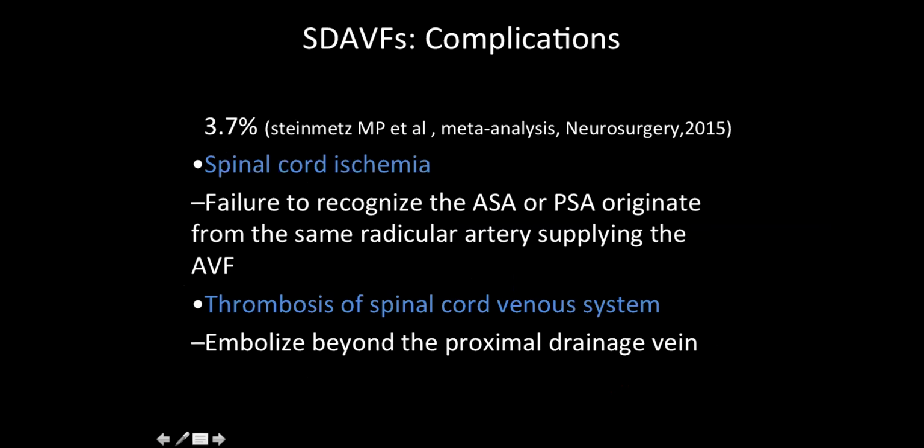Complications reported are up to 3.7%. And I have to say this complication, though it is small, is higher than the one reported after surgery. The two main complications are spinal cord ischemia, if we fail to recognize, like I said, the ASA and PSA originating from the same radicular artery, and, if we over-penetrate the draining vein, thrombosis of the spinal cord venous system.